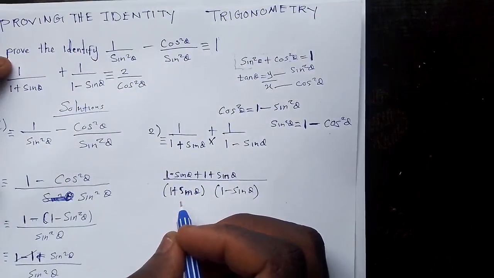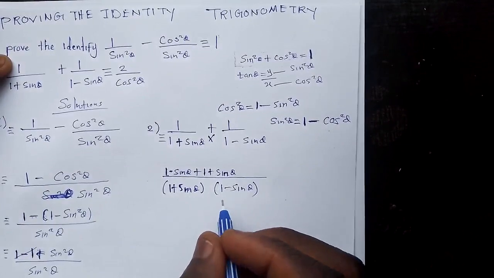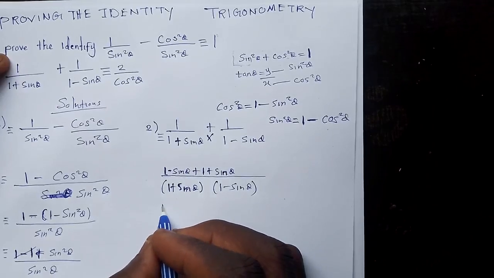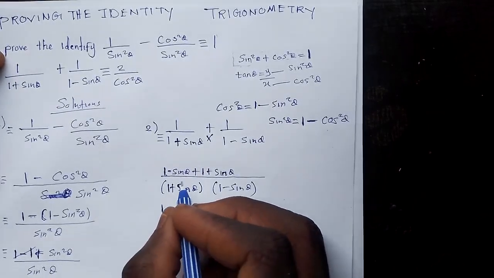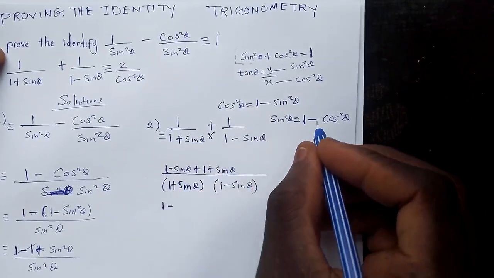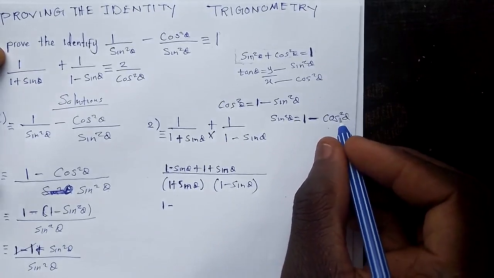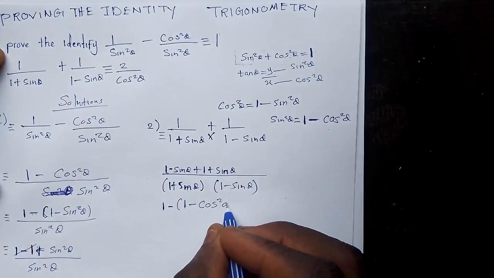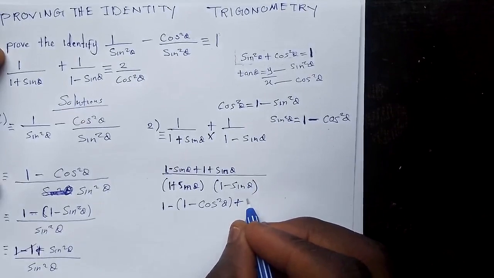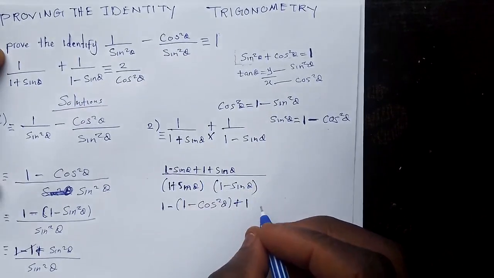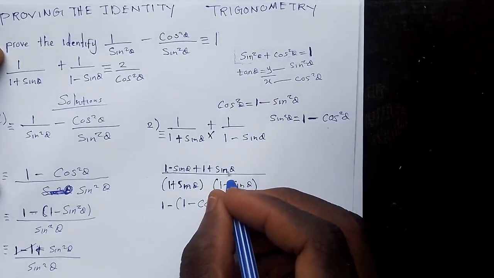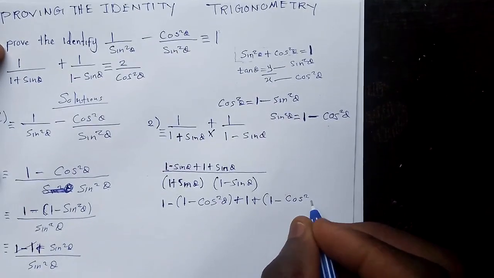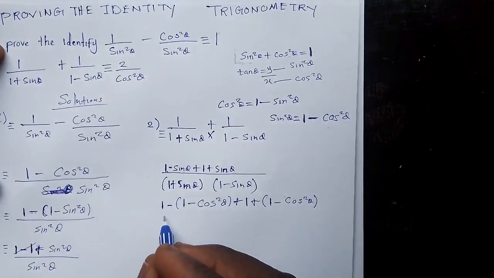In this part, I'm going to deal with them separately. I need to multiply the numbers here. First, let me deal with the numerator. I'm going to say 1 minus, where there is sine theta, I'm going to put 1 minus cos 2 theta. So I'm going to say open bracket, 1 minus cos 2 theta, close, plus 1, which is this one, then plus, open bracket, since here I'm having sine theta, 1 minus cos 2 theta, then close, over.